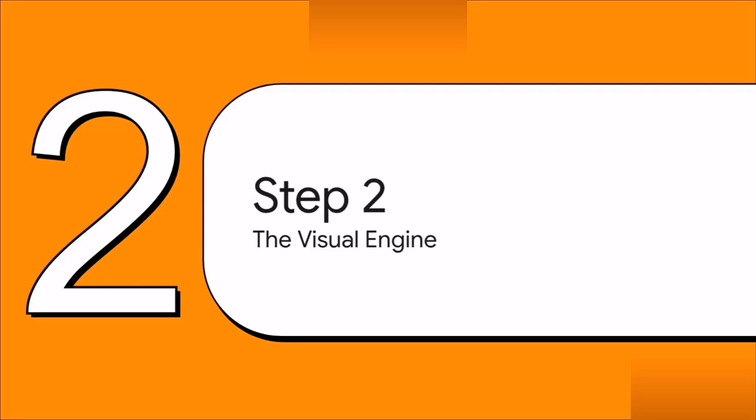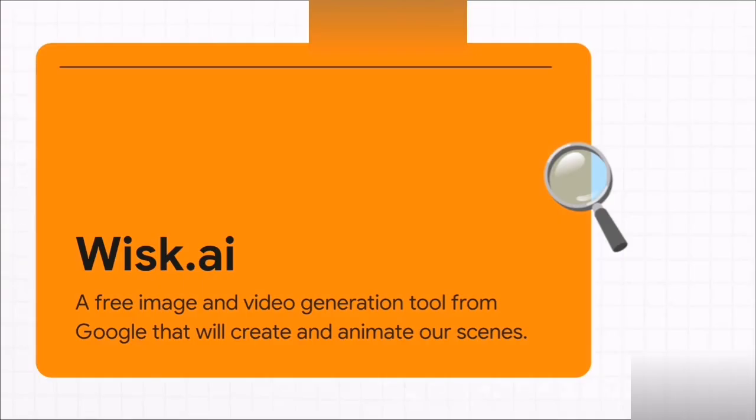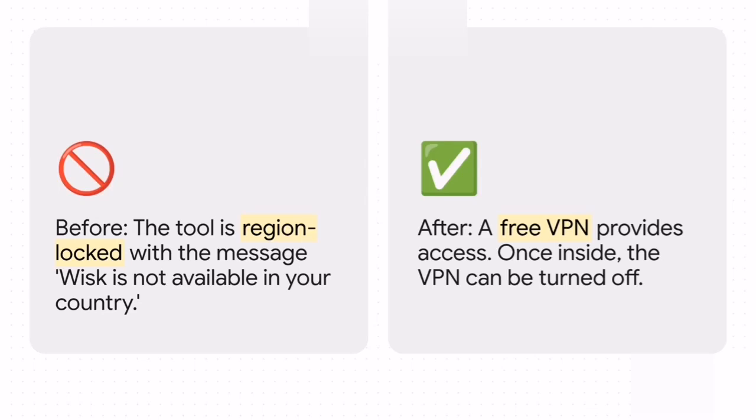All right, so we've got our 10-scene script. Now it's time to actually create the visuals. And this is where the first really clever hack comes into play to get around some of those annoying roadblocks. So for our visuals, we're going to turn to a tool from Google called Whisk. It's fantastic for free image and video generation. But, and this is a big but, there's a common catch. For a lot of people around the world, this tool is region locked. But hey, don't worry, the workaround is actually surprisingly simple.